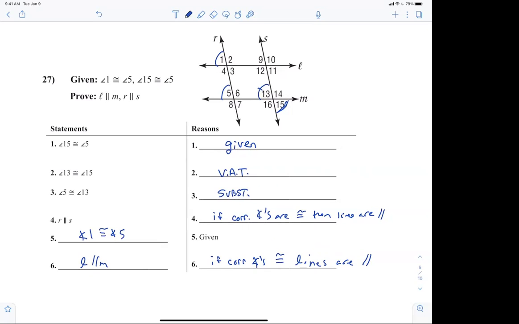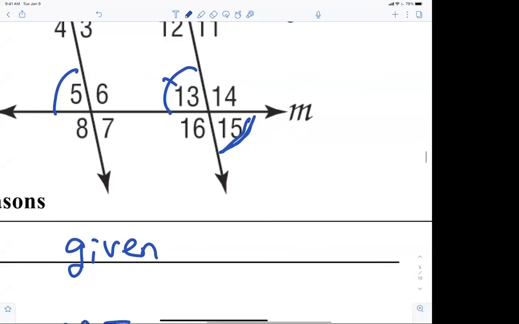What are angle 13 and angle 15? What are those called? Why are they congruent and what are they called? Vertical angles. They're definitely not corresponding, right?